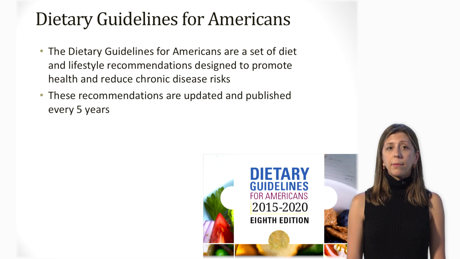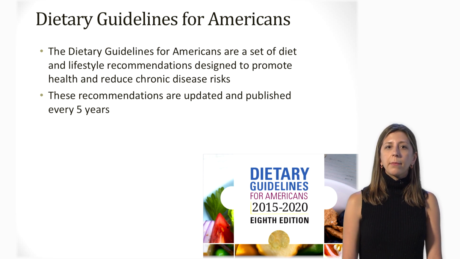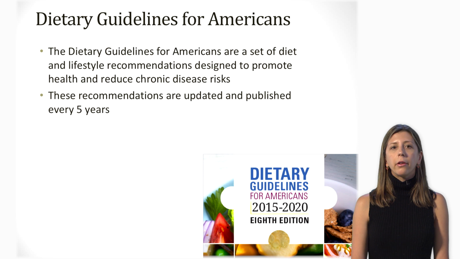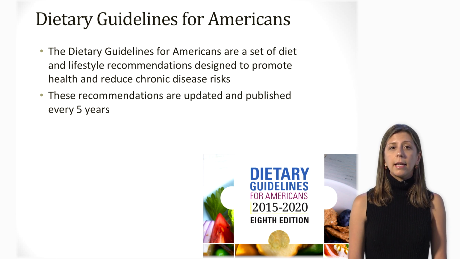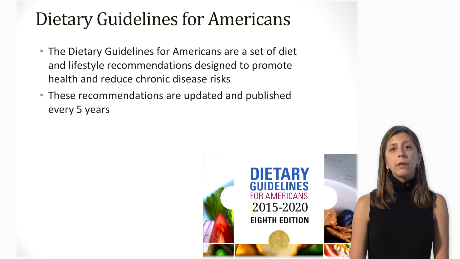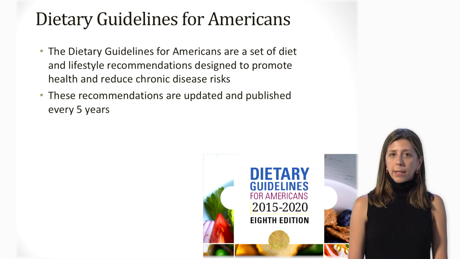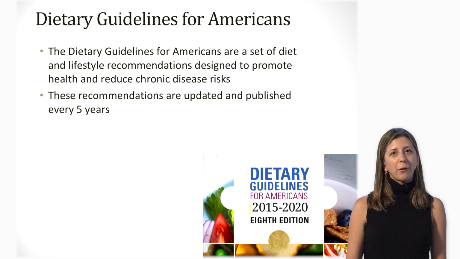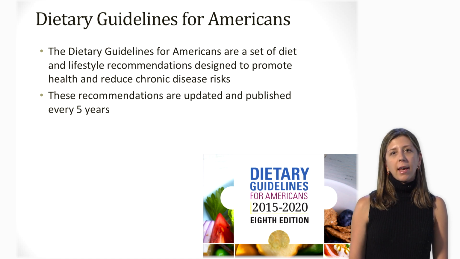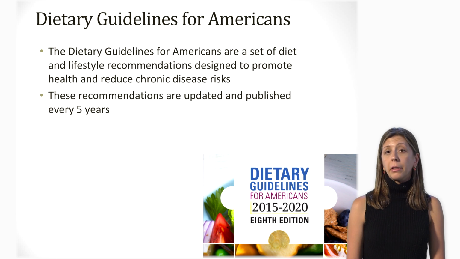Really they come from the Dietary Guidelines for Americans. The Dietary Guidelines for Americans are basically a set of diet and lifestyle recommendations that are designed to promote health and reduce risk of chronic disease. These recommendations are updated and published every 5 years. So in 2015, the latest recommendations were published, and those will be good for the next 5 years. I know we're already in 2017, but these will be good until 2020. And then in 2020, a new set of dietary guidelines will be released.